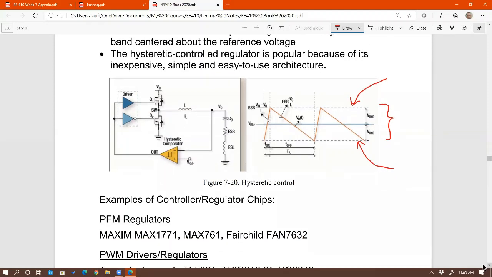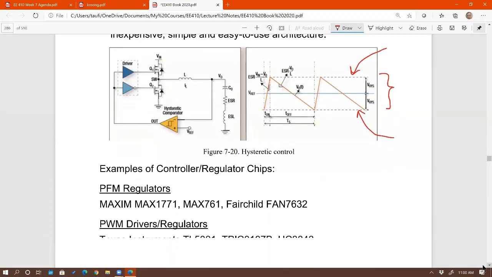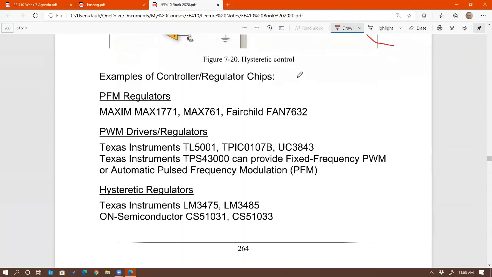So again, this is almost like PFM. Your frequency spectrum is going to be all over the place if you keep changing the frequency. Okay. These are the different controllers that you can purchase out there for different techniques: PFM, PWM, hysteretic. Just in case in the future you need to use any one of these. These are just some examples, right? I didn't list all, but you get the idea here. These techniques are being used commercially: PFM, PWM, and hysteretic.